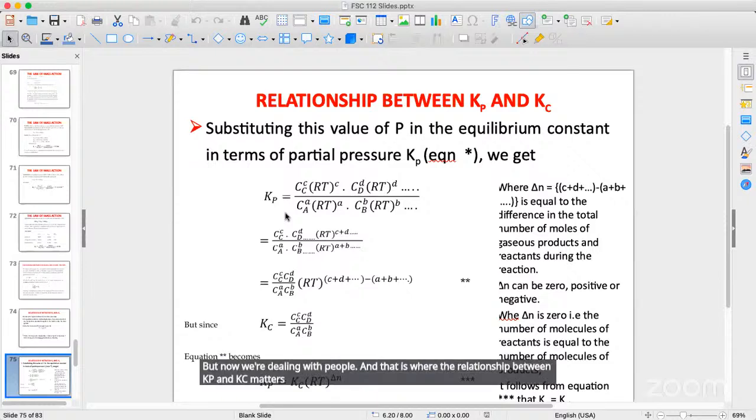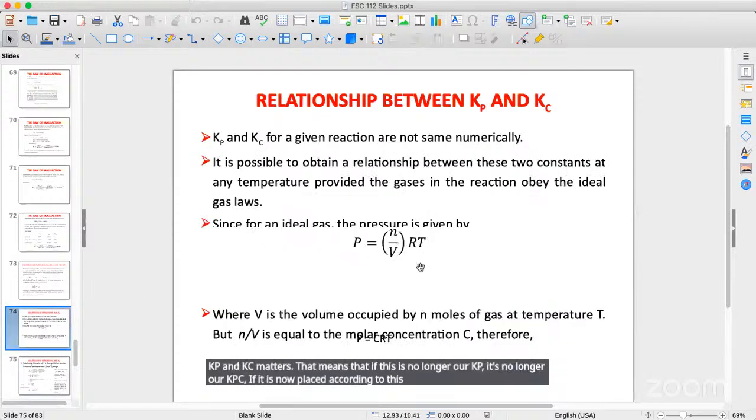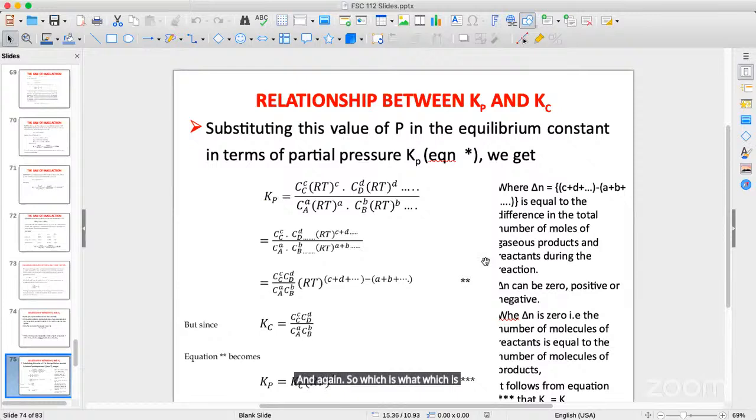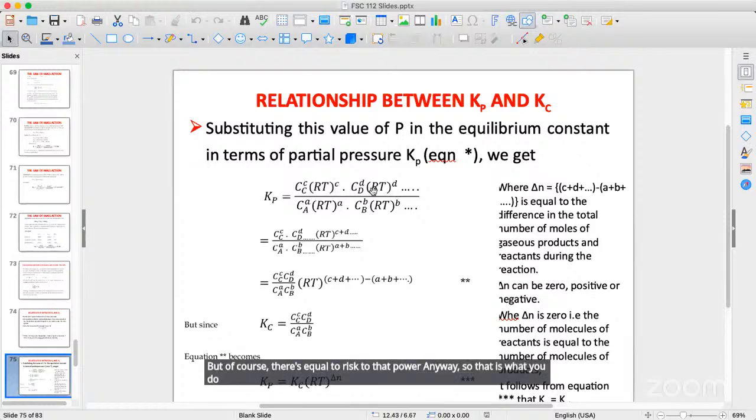That means that if this is no longer our Kp, but Kc, according to this, we're going to have to multiply by RT. Which is what you see going on here. But of course, we're still going to raise to that power anyway. So you multiply this by RT raised to power C, and multiply the other one by RT raised to that number of moles also. You do the same thing for the denominator.